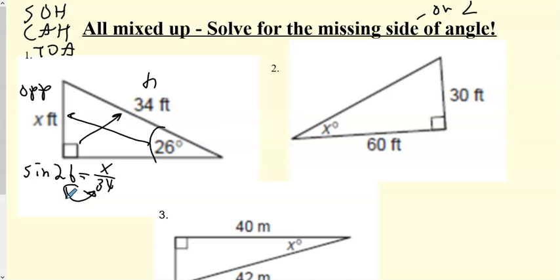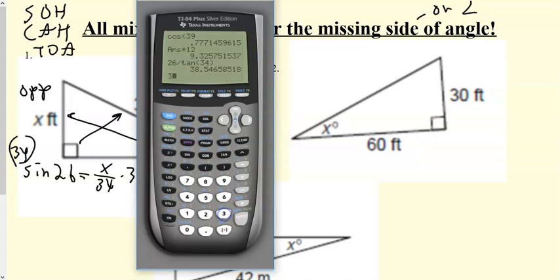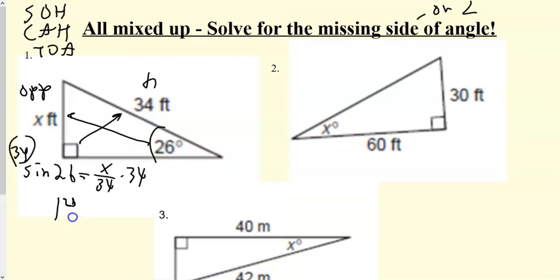I'm sorry, my bad. X is on the top, so we're going to simply multiply by 34. So we type in our calculator, 34 times sine of 26. 14.9. And we also check to make sure it makes sense. It's less than our hypotenuse or along the side. We're good to go.